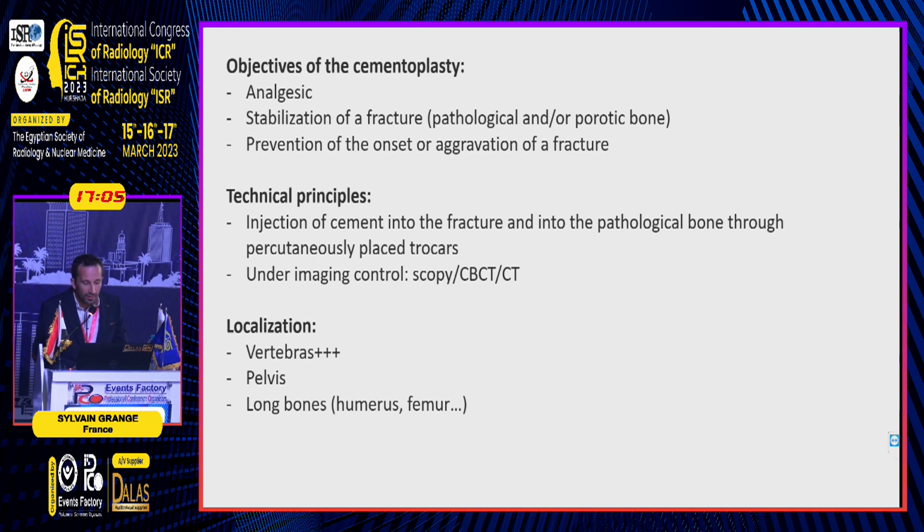We inject cement into the fracture and into the pathological bone through percutaneously placed trocars under imaging control, in general scopy and CT, or scopy and CBCT, or only scopy. The localizations are vertebrae, pelvis, and long bone tumors like humerus and femur.